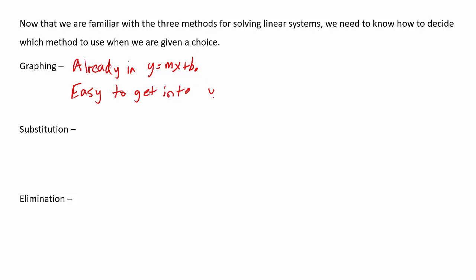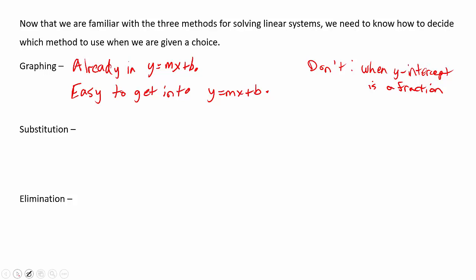And so basically the time that we wouldn't want to graph is if we start trying to solve for y and get a fraction for the y-intercept. So we don't want to graph when the y-intercepts are fractions. Slope's fine. We like that the slope is a fraction, or we turn the slope into a fraction. But if the y-intercept is a fraction, that is not so great.